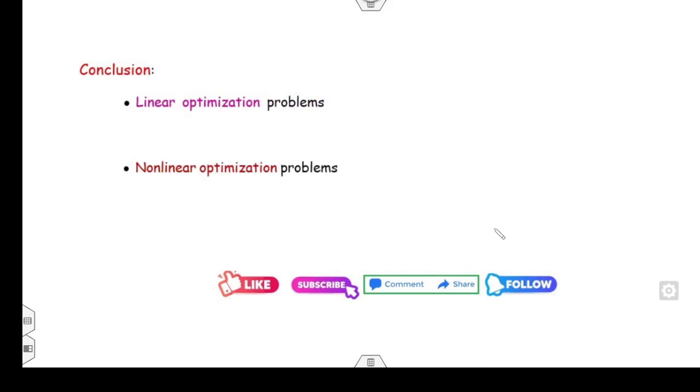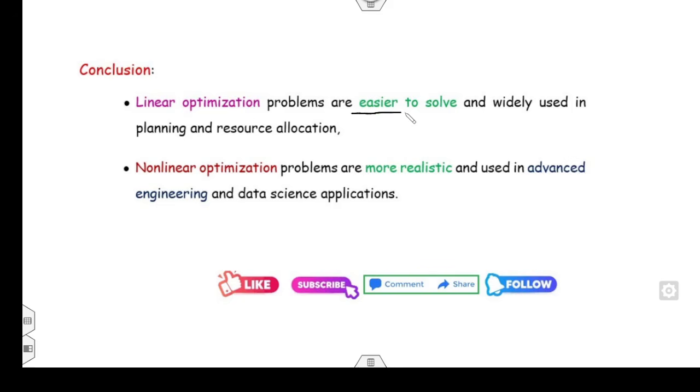So the conclusion about linear and nonlinear optimization problems is that linear optimization problems are easy to solve, fine, and they are widely used in planning and resource allocation. Moreover, linear optimization is widely used in industries for solving industry problems. On the other hand, nonlinear problems are more realistic, and they are used in most data science problems, machine learning, and data scientist tasks.